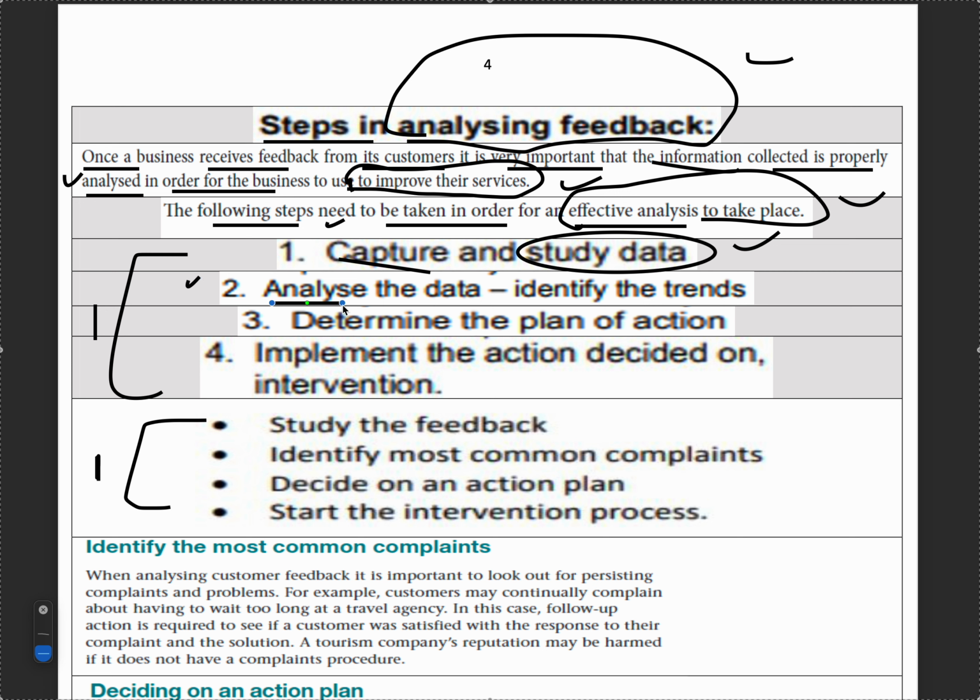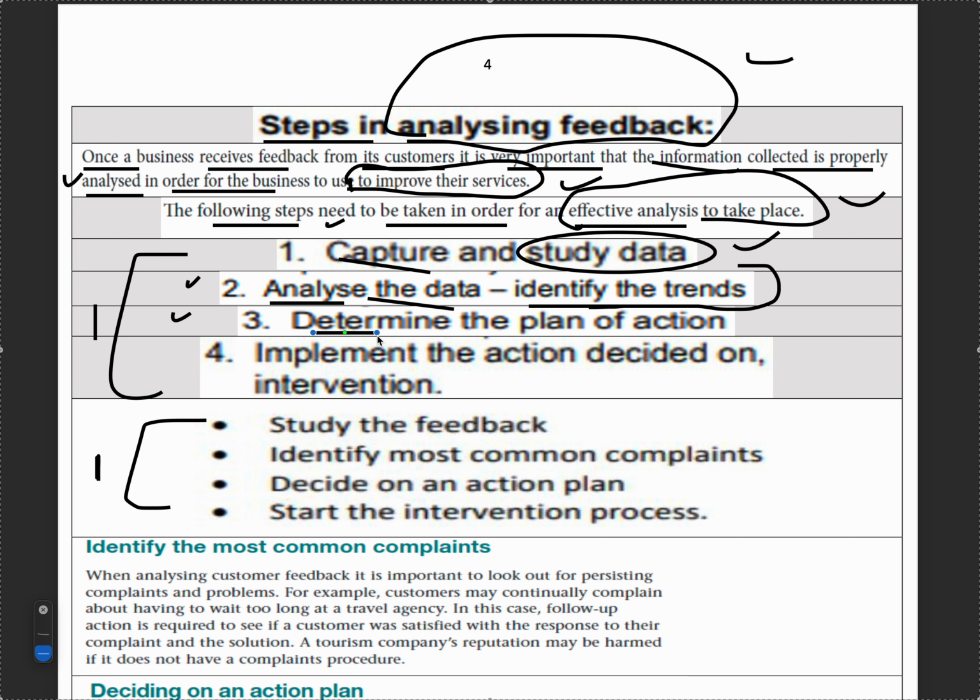It's where you analyze the data: what are we doing wrong, how can we improve on it, then identify the trends, meaning the problems that always come up. What are the trends on how we can improve? Maybe we can put our business on Twitter, what is trending now, so you identify those trends. Then the third bullet will be determine the plan of action.